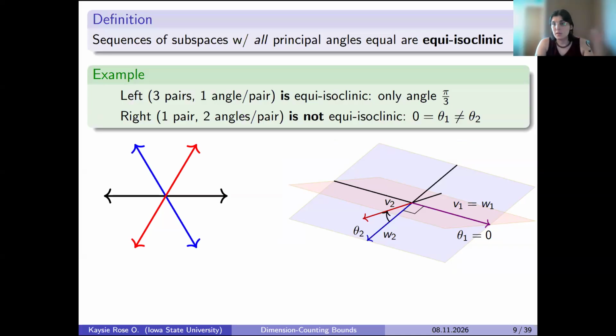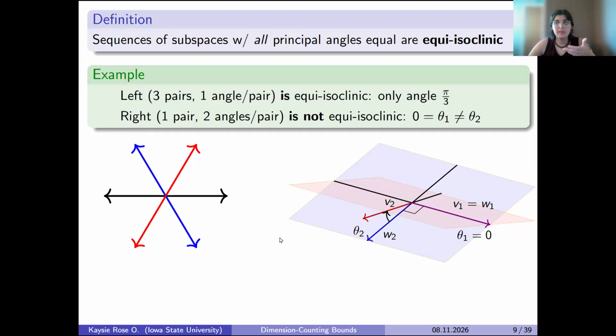We call subspaces equi-isoclinic if all of the principal angles in a sequence of subspaces are the same. So two pictures we've already seen. On the left, we have 3 pairs of angles, and each of those pairs has one angle. This one's equi-isoclinic because the only angle that pops up is pi thirds. Over here, we have one pair of subspaces, and there are 2 angles per pair because the subspaces are 2-dimensional. And this is not equi-isoclinic because theta 1 is 0 and theta 2 is not.